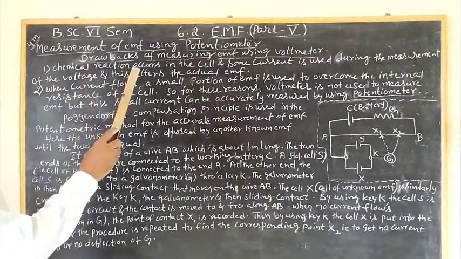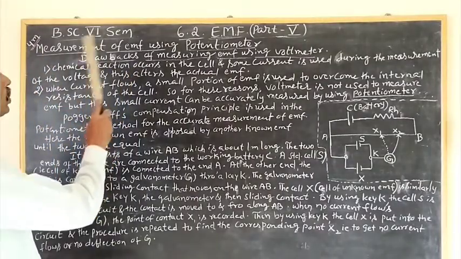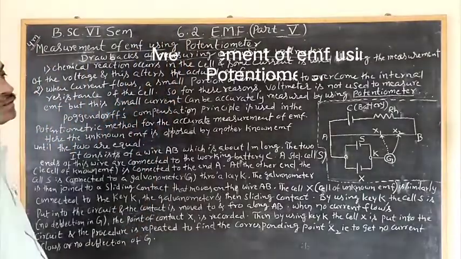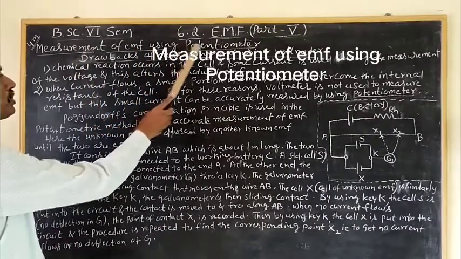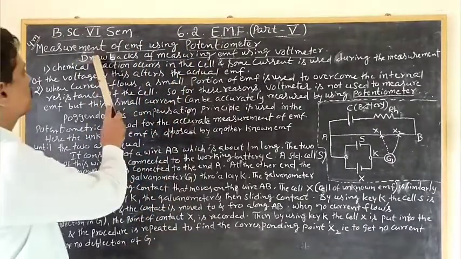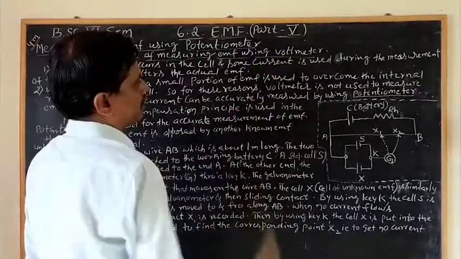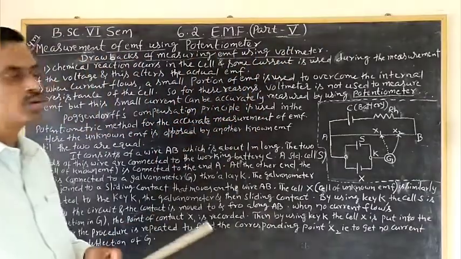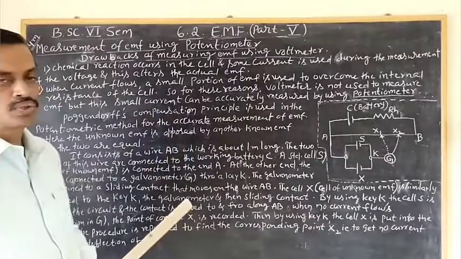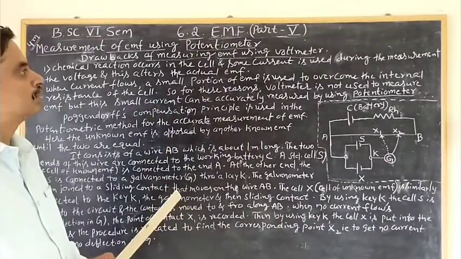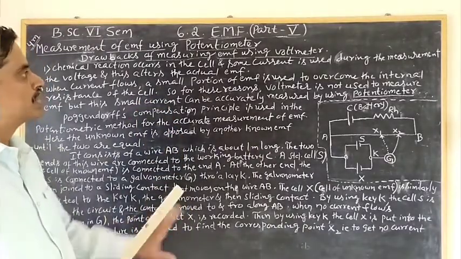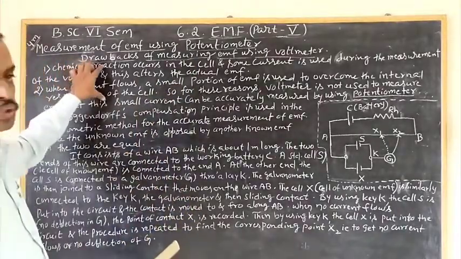In the examination, we will get the 4 marks question: how to measure the EMF using potentiometer? That is measurement of EMF using potentiometer. Some drawbacks are there, drawbacks of measuring EMF using voltmeter. Actually, to measure this EMF, voltmeter is sufficient, but in this case, voltmeter is not required. Voltmeter is not giving the exact value. So we are using the potentiometer because of these 2 drawbacks.